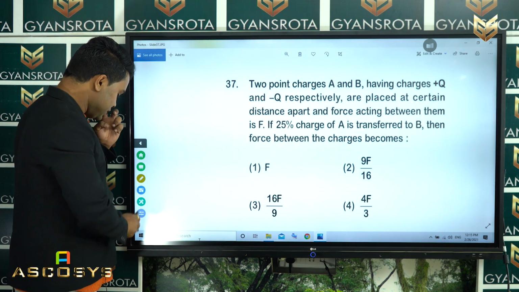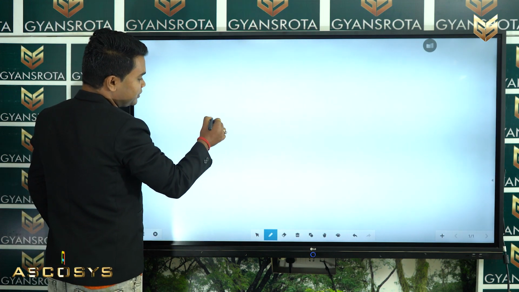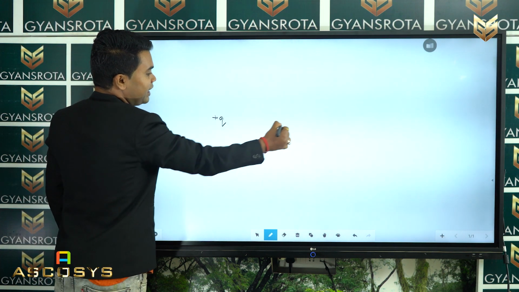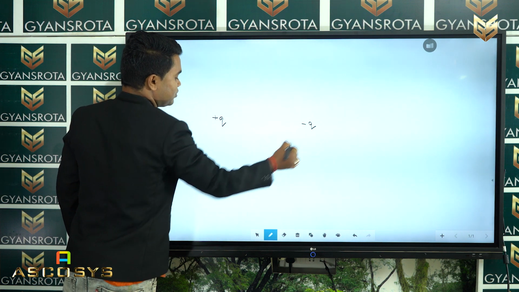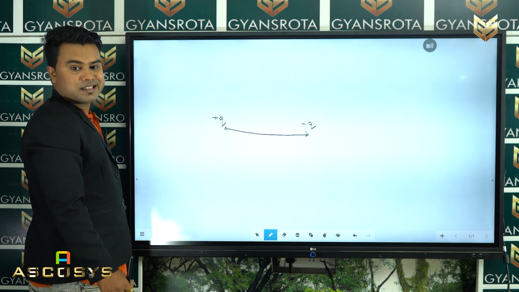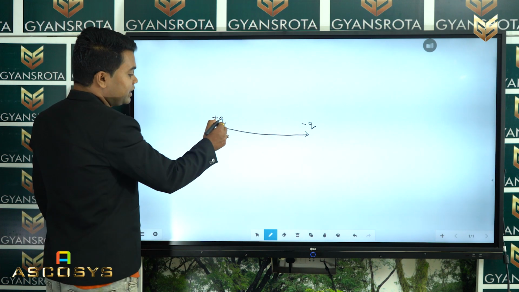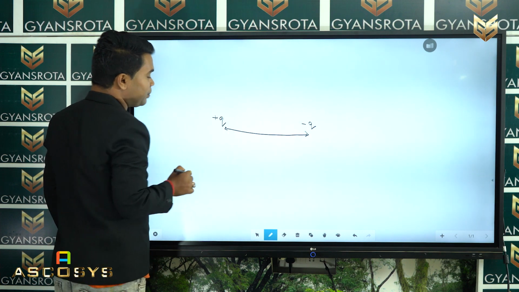So how do you do it? This is again from the chapter electrostatics. We have two charges, suppose plus q and minus q. They are kept at some distance. Is the distance given in the question? No. So 25% of the charge is transferred to minus q.